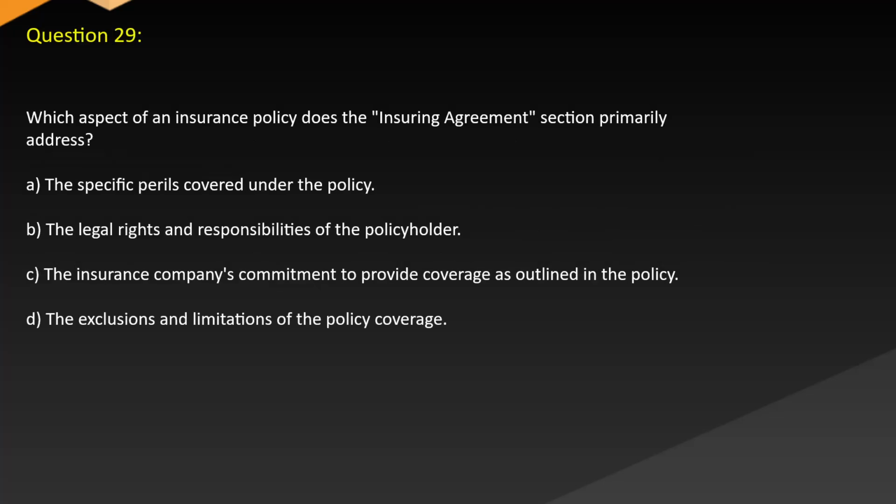Question 29. Which aspect of an insurance policy does the insuring agreement section primarily address? A. The specific perils covered under the policy. B. The legal rights and responsibilities of the policyholder. C. The insurance company's commitment to provide coverage as outlined in the policy. D. The exclusions and limitations of the policy coverage.